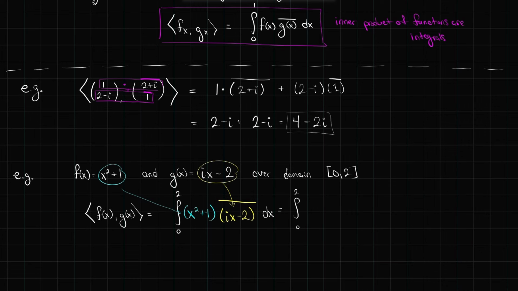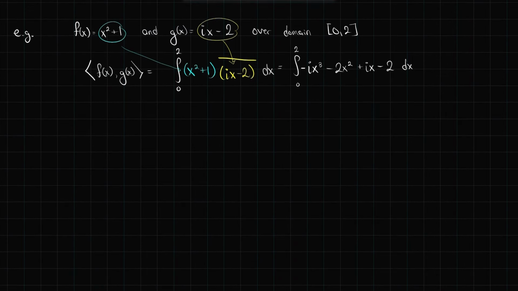And if I FOIL everything out from these two terms multiplied together, it looks like my first gives me negative i x cubed, the negative coming from the conjugate. My outside gives me negative 2x squared. My inside gives me ix, and my last terms give me minus 2 dx. And if I wanted to integrate that, I can use my power rule in each term. i is just a constant, so x to the fourth over 4 minus 2x cubed over 3 plus, I forgot, there's still a conjugate, so that should be a minus sign from the conjugate. So both of these are from the conjugate.